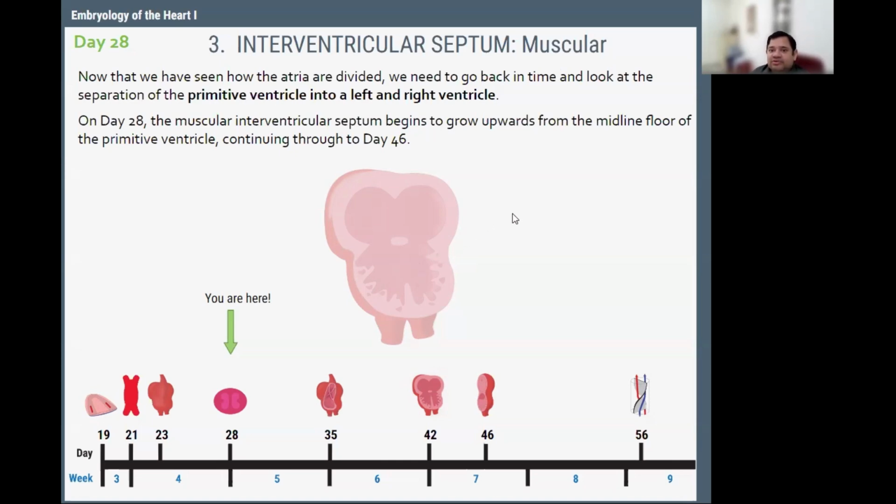So today we are going to talk about the interventricular septum. Previously we have talked about the interatrial septum. As we already know, the interventricular septum has two parts, muscular and membranous. We will look into this in detail today.